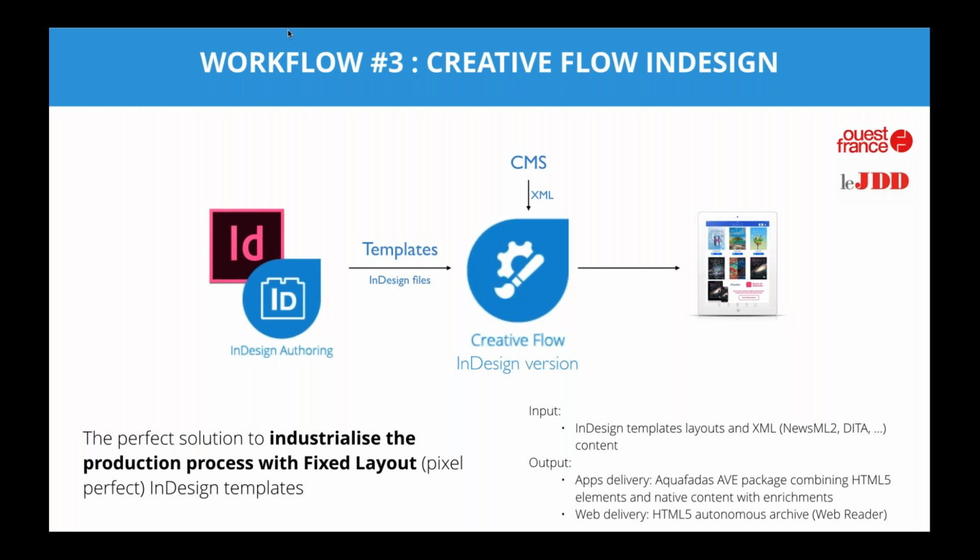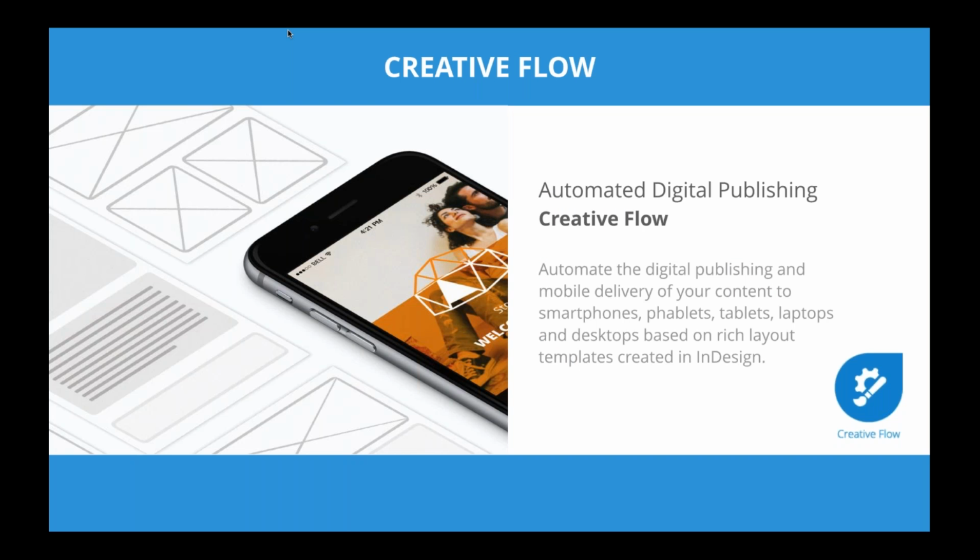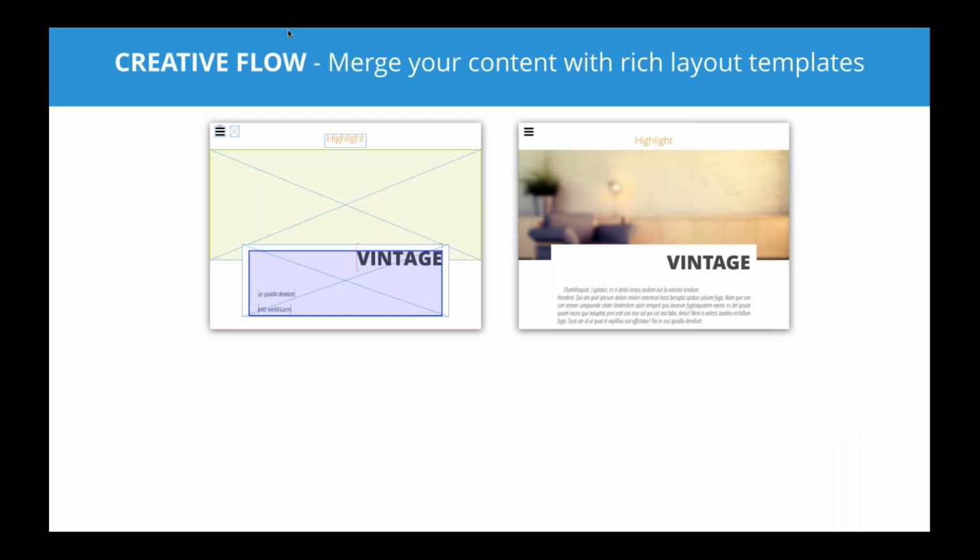We usually configure it with you the very first time, and then we give you a knowledge transfer so that you can change it, modify it yourself. And finally, you can create your own automated workflows by yourself or with your own partners whenever you want, which is the case for most of our customers today. So again, Creative Flow is a way to automate your digital publishing and delivery of your content to smartphones and all mobile devices, as well as web output. I will show you in a minute the web output, how it looks.